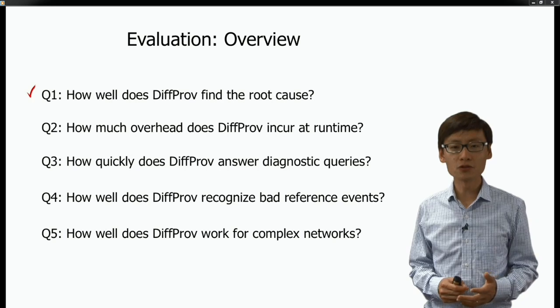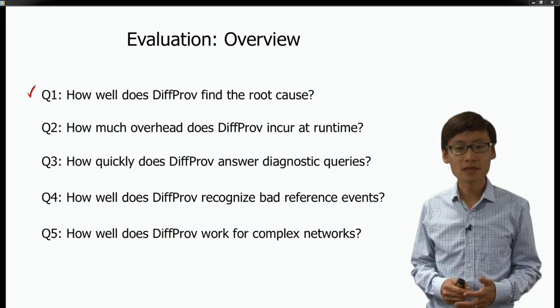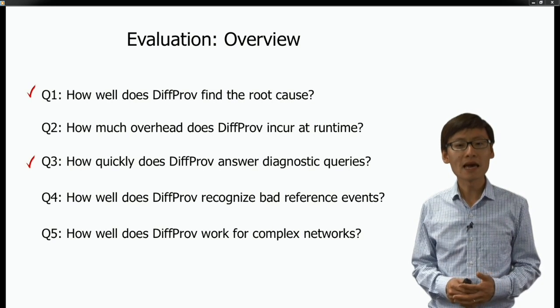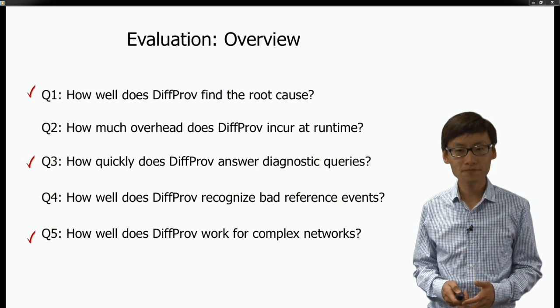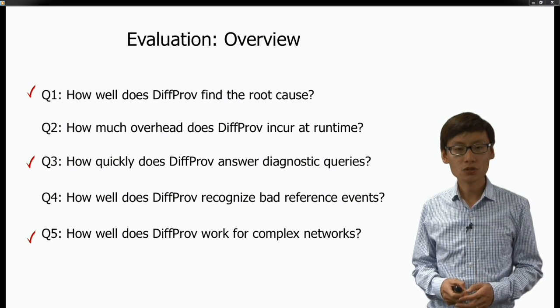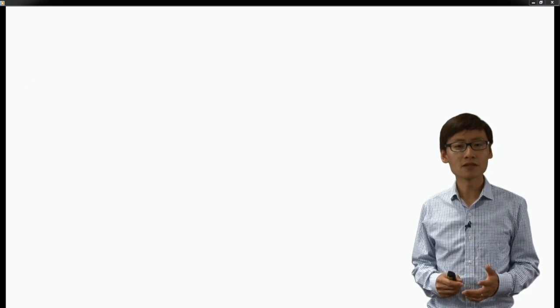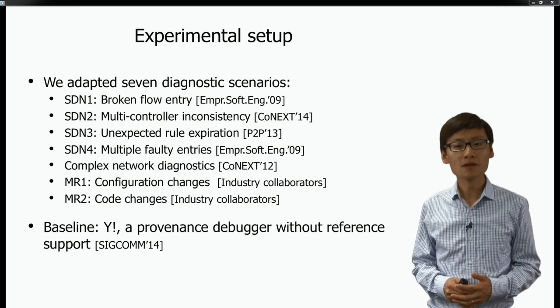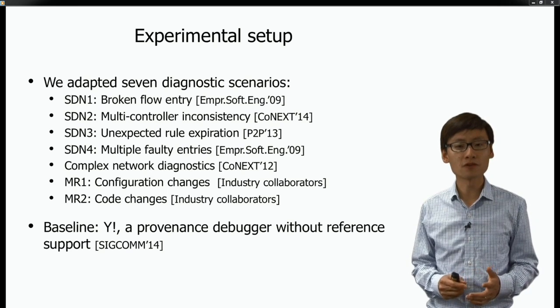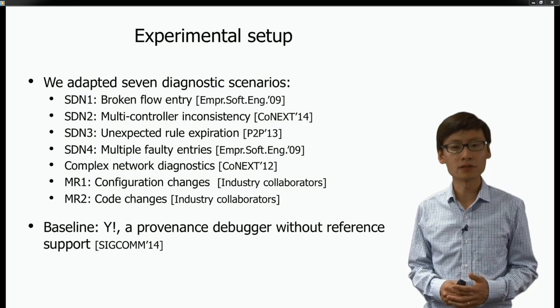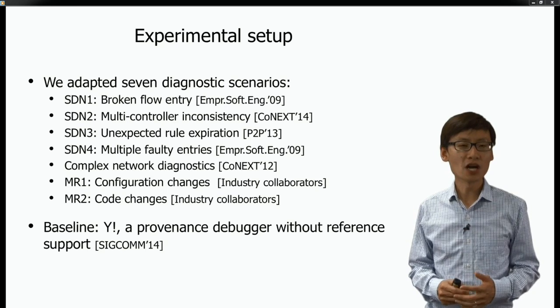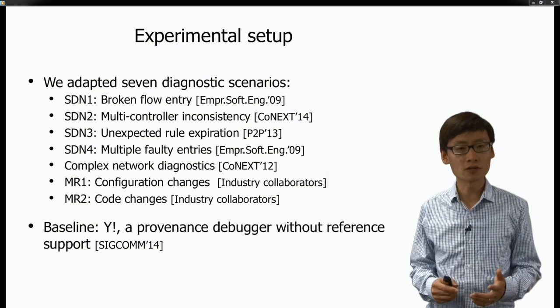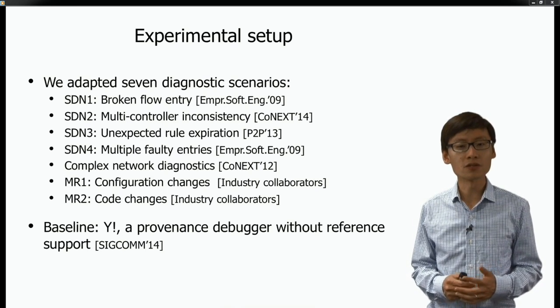How well can differential provenance find the root cause? How quickly can it do so? And how well can it work for complex networks? To this end, we adapted 7 diagnostic scenarios, mostly from existing papers. Some of the scenarios are adapted from our communication with industry collaborators. And our baseline is a provenance-based debugger that does not have reference event support.